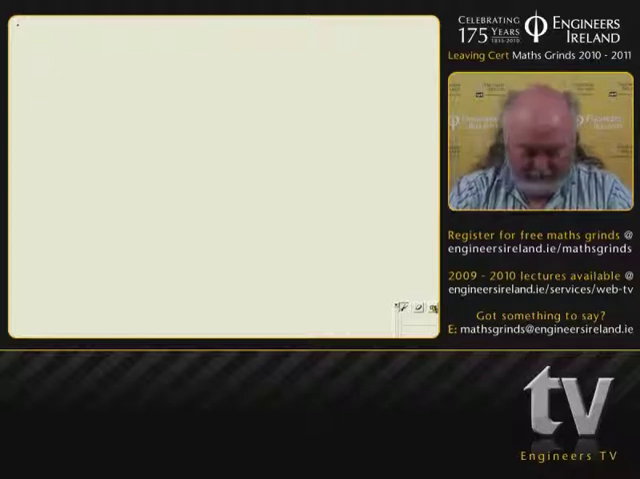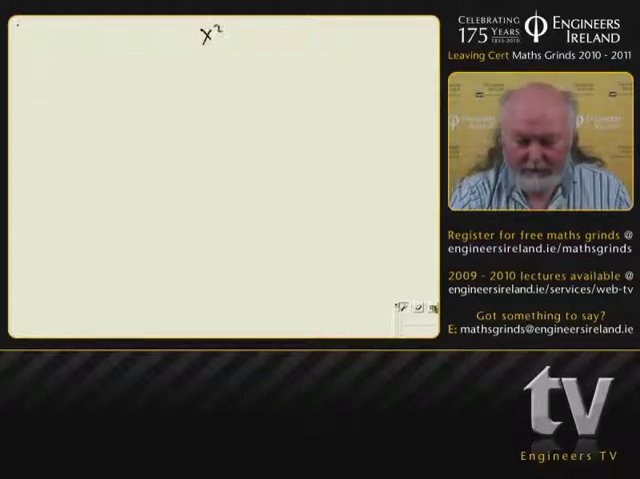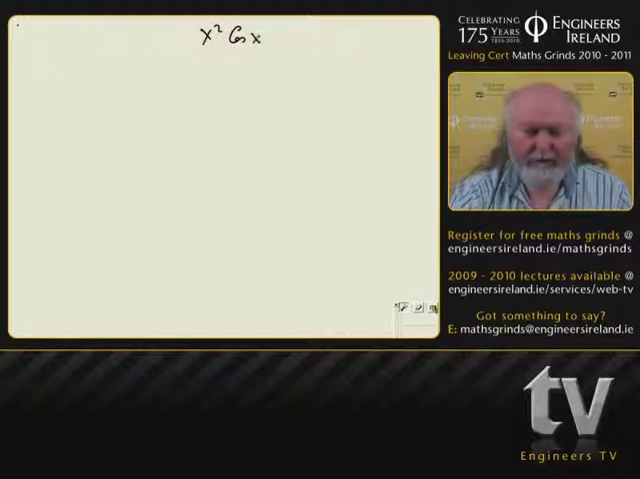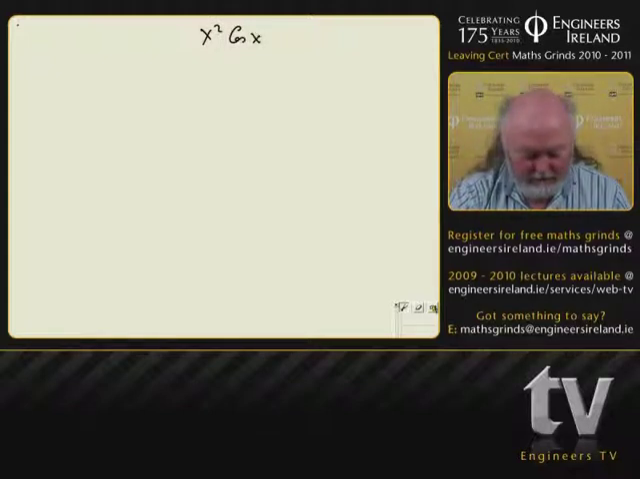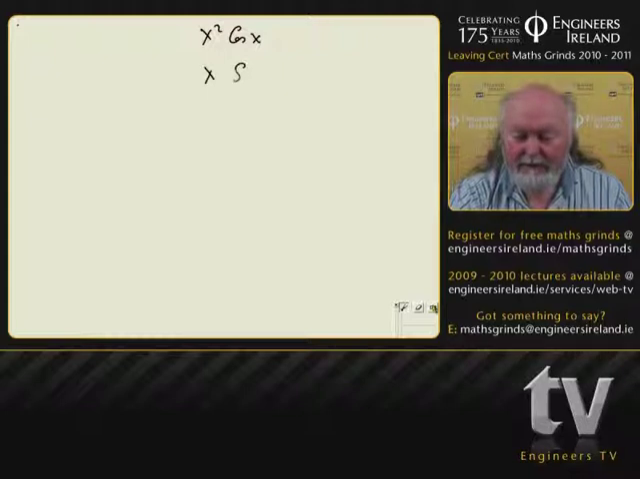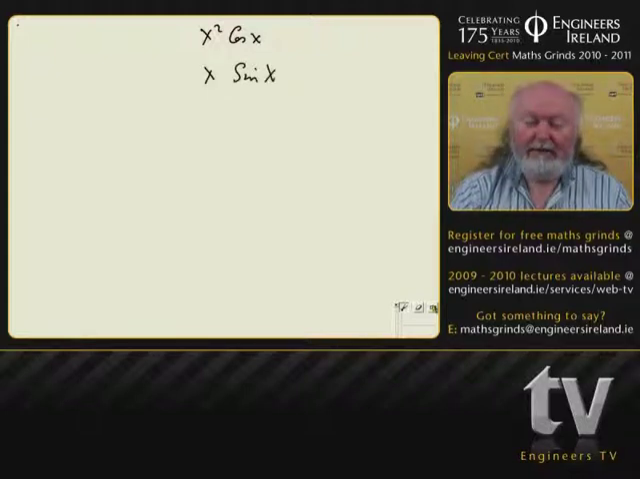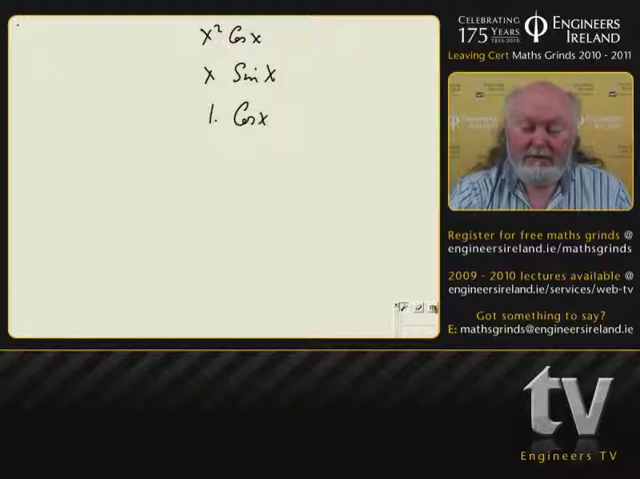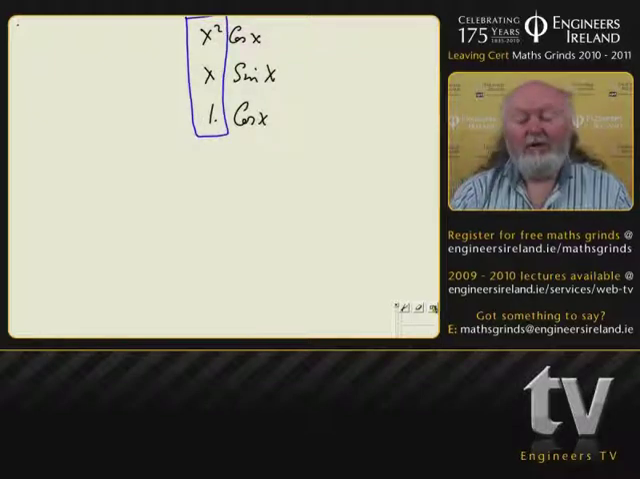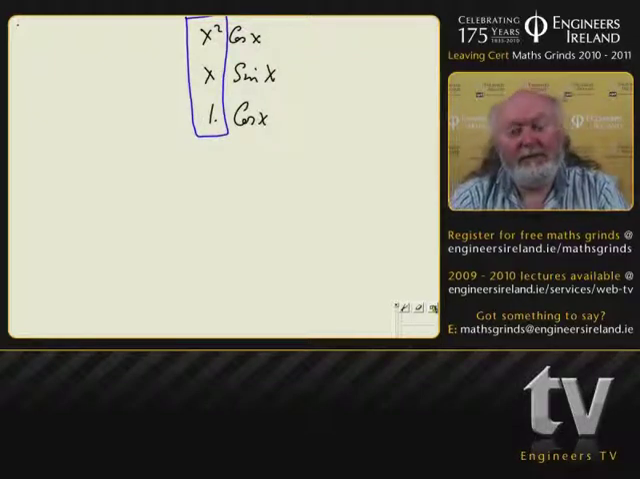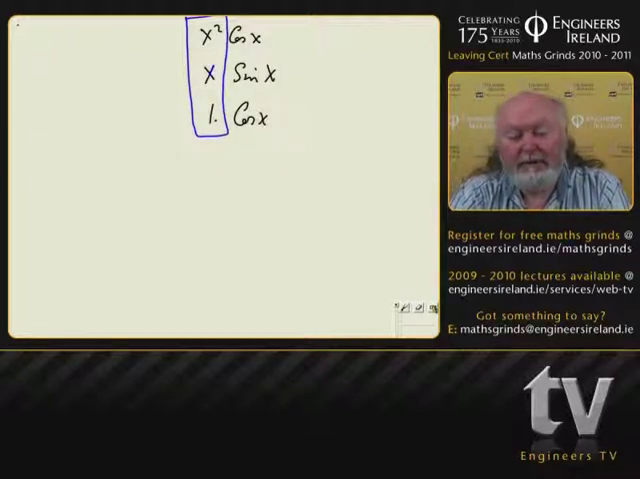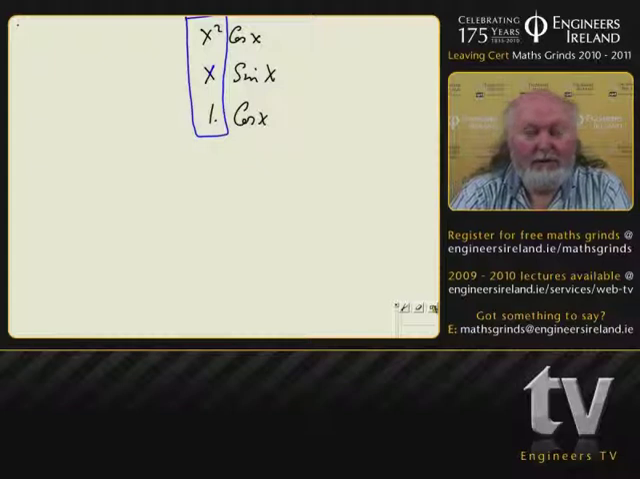What you will have noticed in this last one is we had started off with an x squared cos x. The next integral had an x sine x, and the last integral was a cos x. So what has happened is that we eroded down the algebraic one by the process that we applied here. X squared went to x, went to 1.